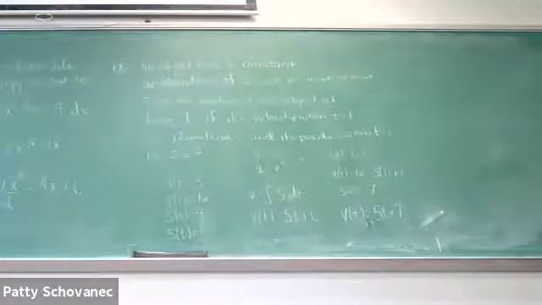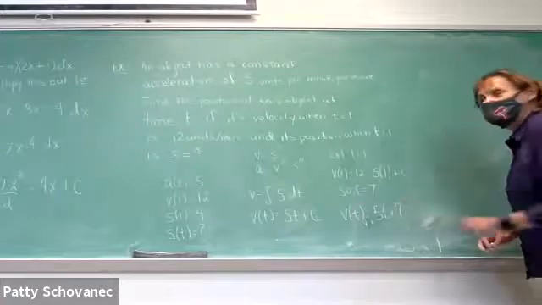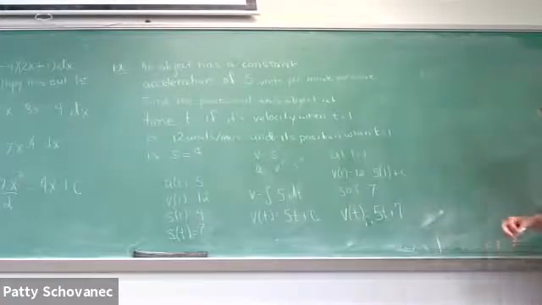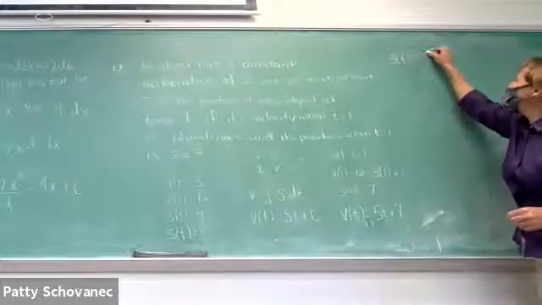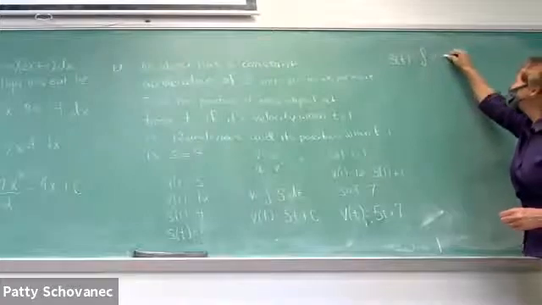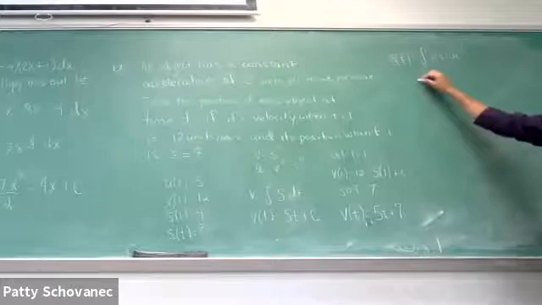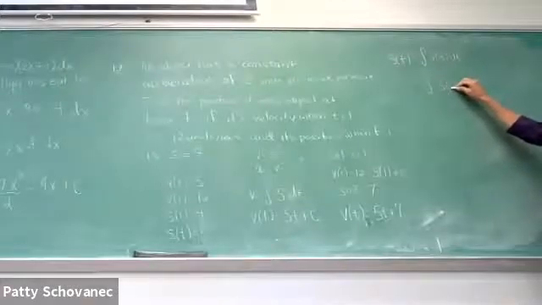Now we do it again. I want the position at any time t. Position is the antiderivative of the velocity. I got to peel off that derivative with an antiderivative. So next, s at any time t is going to be the integral of the velocity at time t. We just found the velocity to be 5t plus 7.